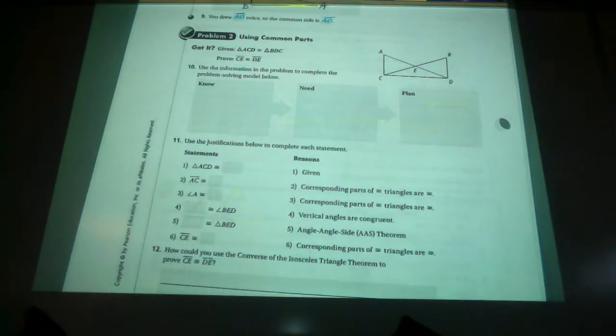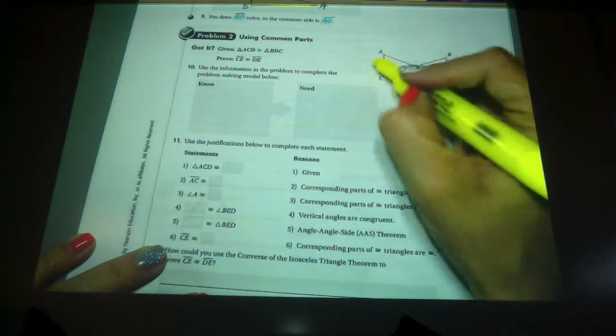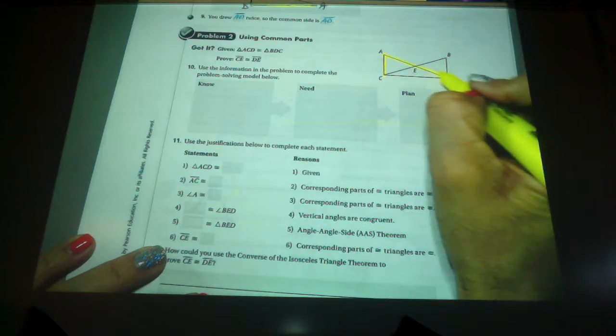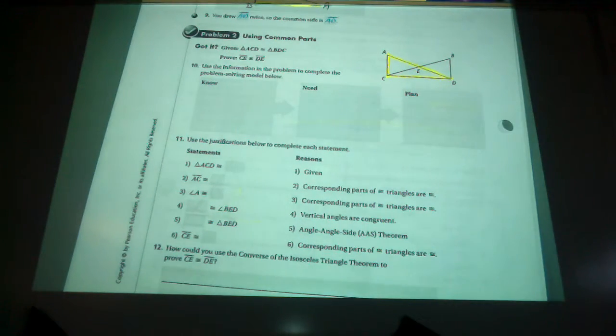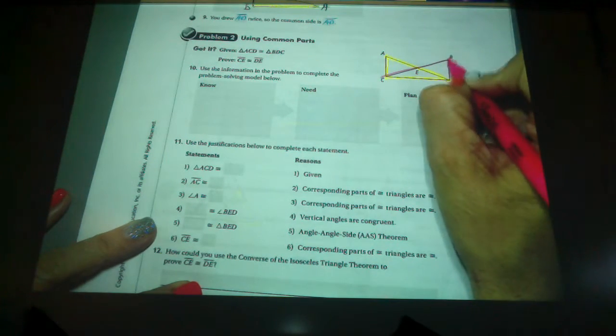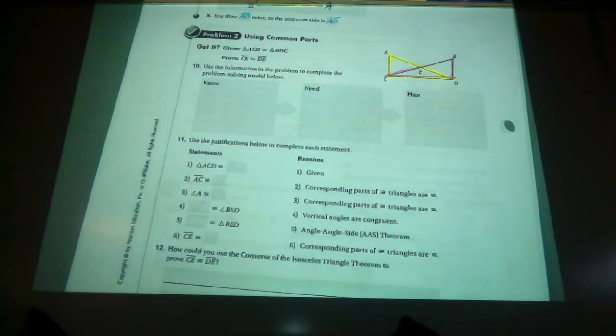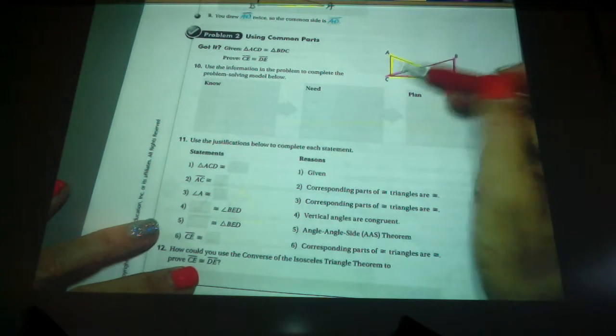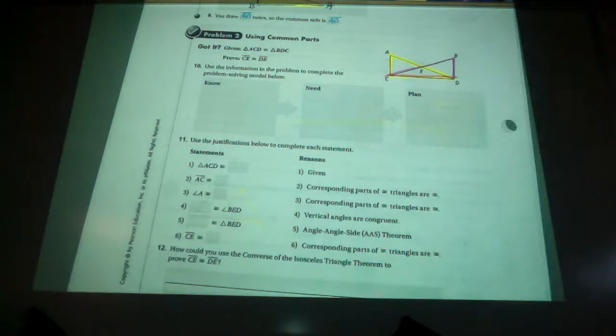Problem 2. This time you're given that triangle ACD is congruent to triangle BCE, or I'm sorry, BDC. I said that wrong. So ACD is right here, and BDC is here. So it's very similar to the previous picture, is it not? So what part do they have in common? CD. Your job is to prove that CE is congruent to DE.